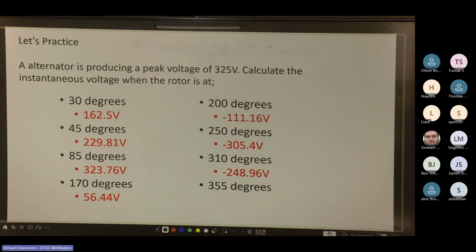Yep. Yeah, at 355 degrees, we have negative 28.33 volts. Sweet. Cool. That's how we use that calculation to find instantaneous voltages when we know the max voltage output of an alternator.